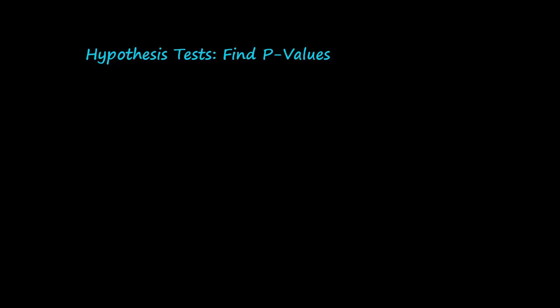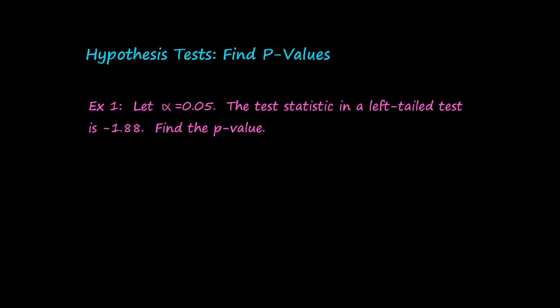In the next two examples, we will find the p-values. The p-value, the probability value, is the area associated with the test statistic. So in example 1, we'll let alpha equal 0.05. The test statistic in a left-tailed test is negative 1.88, and we're to find the p-value.